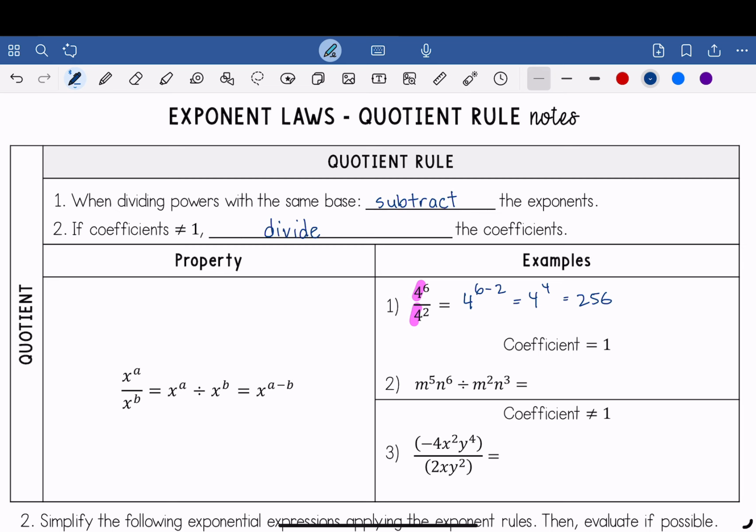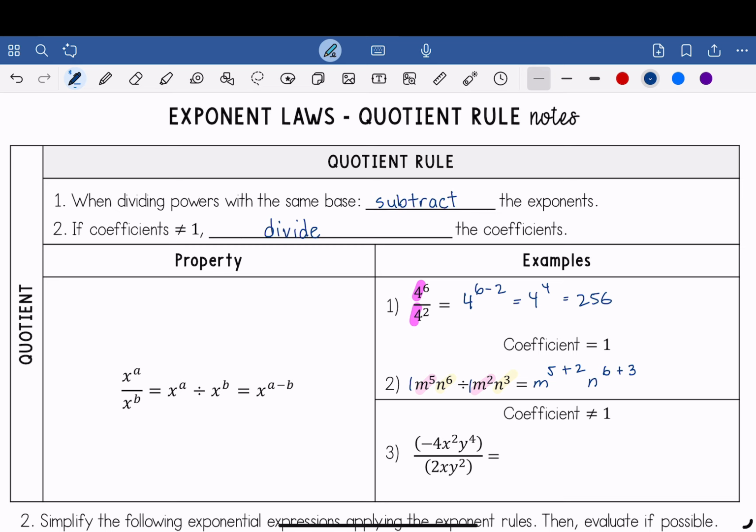If the coefficient is 1, for example, we have variables, hence the coefficient is 1, we're going to subtract the exponents here. So m is one variable, or one base. Then we have n to the power of 6, n to the power of 3. So m to the power of 5 minus 2, and n to the power of 6 minus 3.